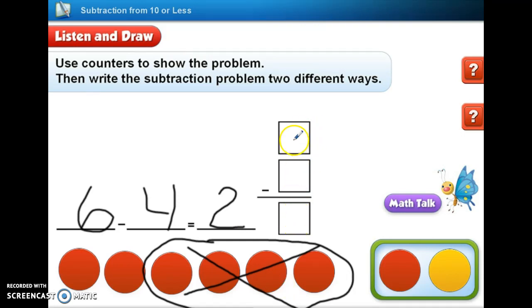Now let's write it this way, where our numbers stack on top of each other. Remember, the first number here is going to go in the top box. So 6, there's my minus symbol. 4, remember this line is the same thing as equals. So 6 minus 4 equals, yes, 2. Great job. Okay, I want you to turn to the next page, page 118.